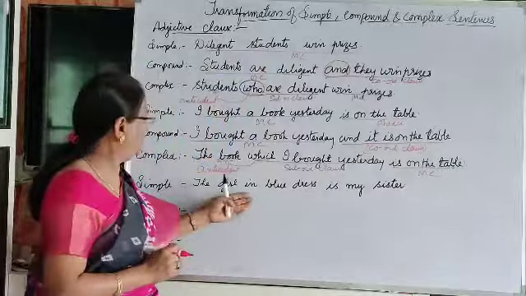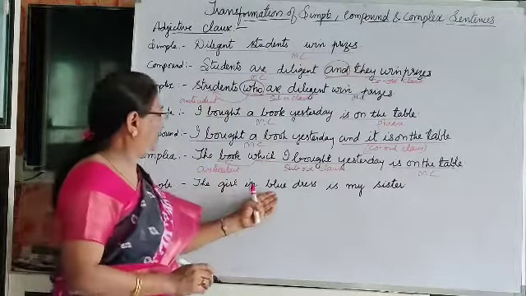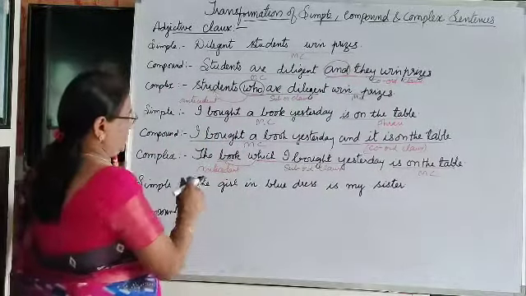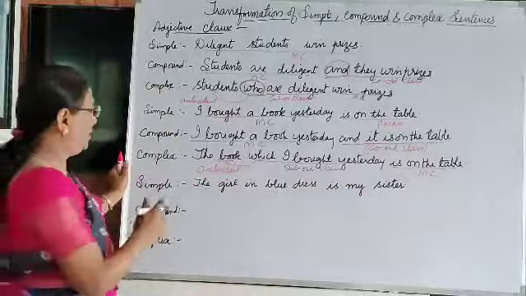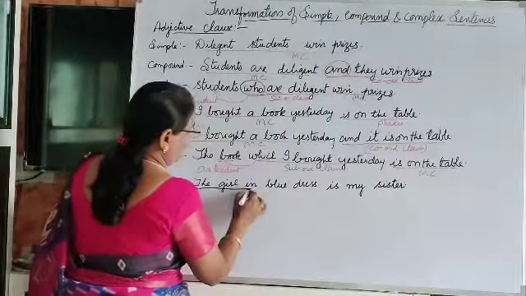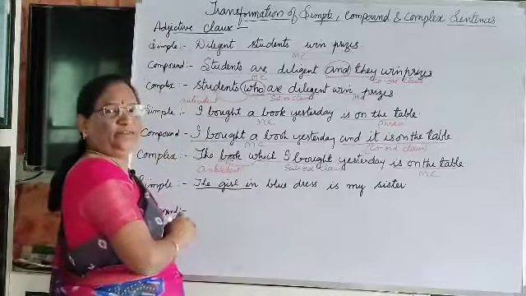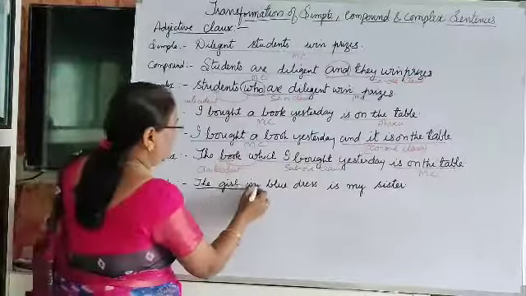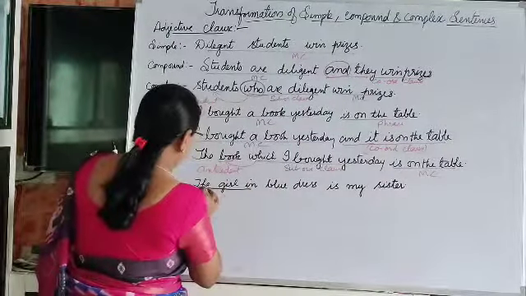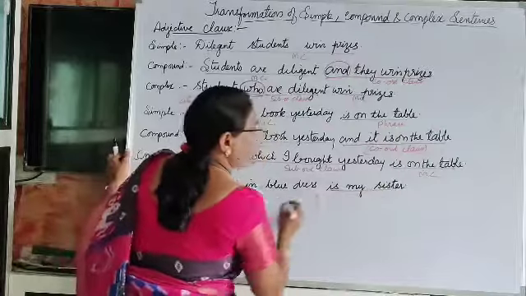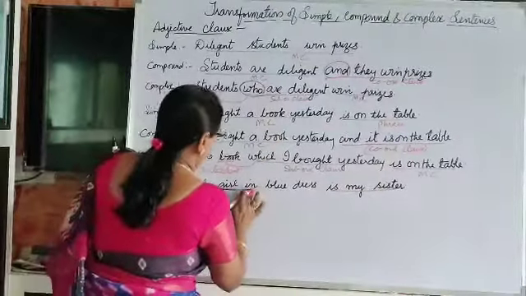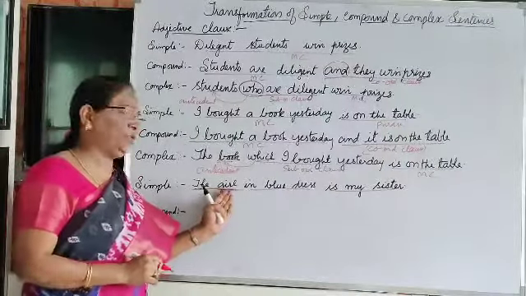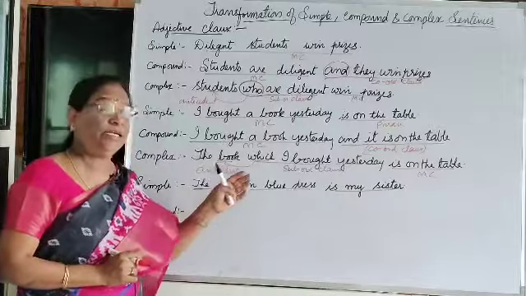Next is, the girl in blue dress. The girl in blue dress is my sister. This is the main clause. In blue dress, it is a prepositional phrase, isn't it? The girl is my sister is the main clause. In blue dress is a prepositional phrase, you can see. And here we are talking about the girl.